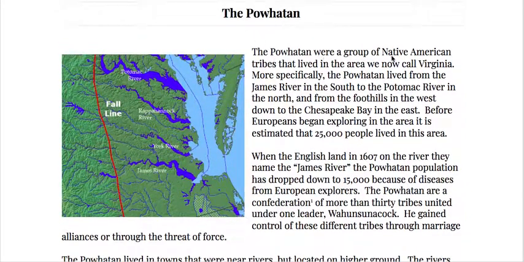The Powhatan were a group of Native American tribes that lived in the area we now call Virginia. More specifically, the Powhatan lived from the James River in the south to the Potomac River in the north, and from the foothills in the west down to the Chesapeake Bay in the east. Before Europeans began exploring in the area, it is estimated that 25,000 people lived in this area.